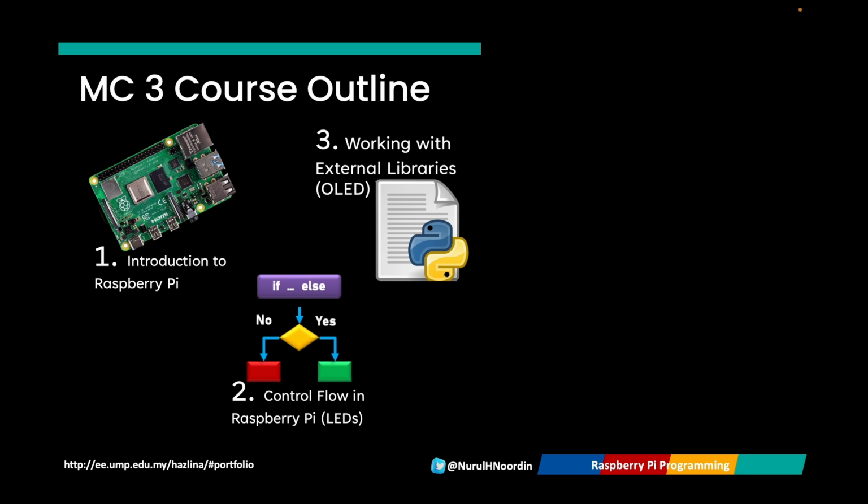Next, we will look into working with external libraries. Here, we will focus on using external Python libraries to work with additional hardware. We will install and utilize libraries to interface with an OLED display, allowing us to display text and graphics using Python. By the end of this chapter, you will be able to integrate and use third-party modules effectively in your projects.